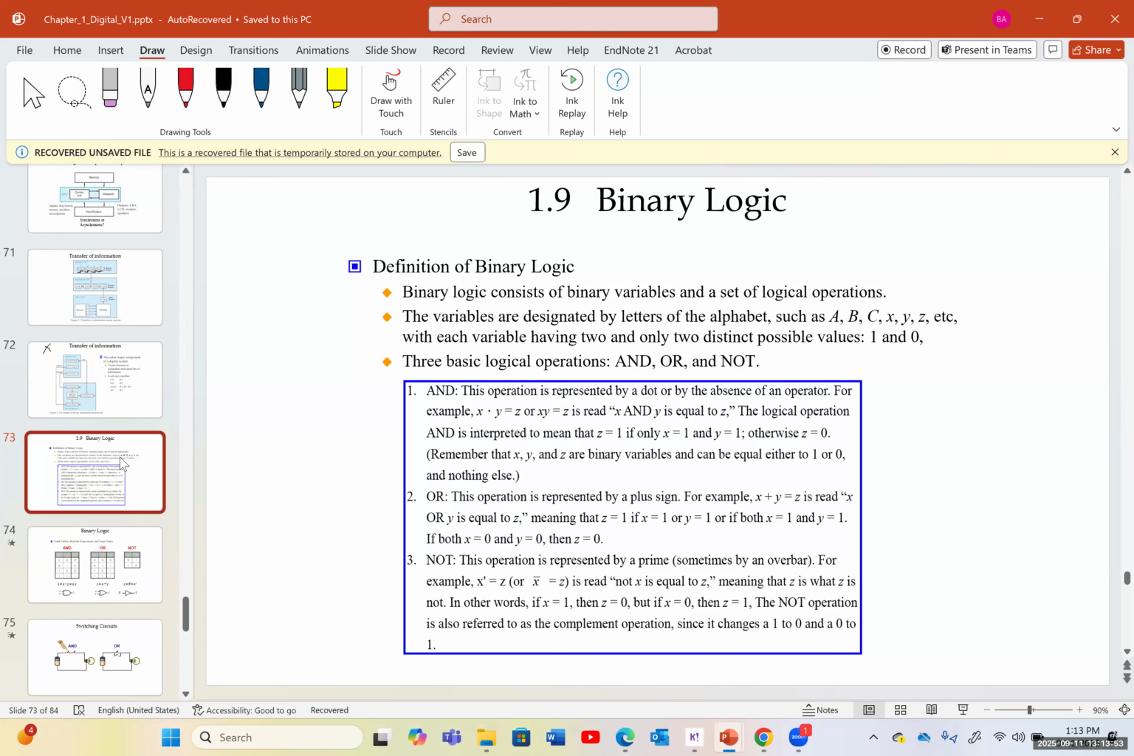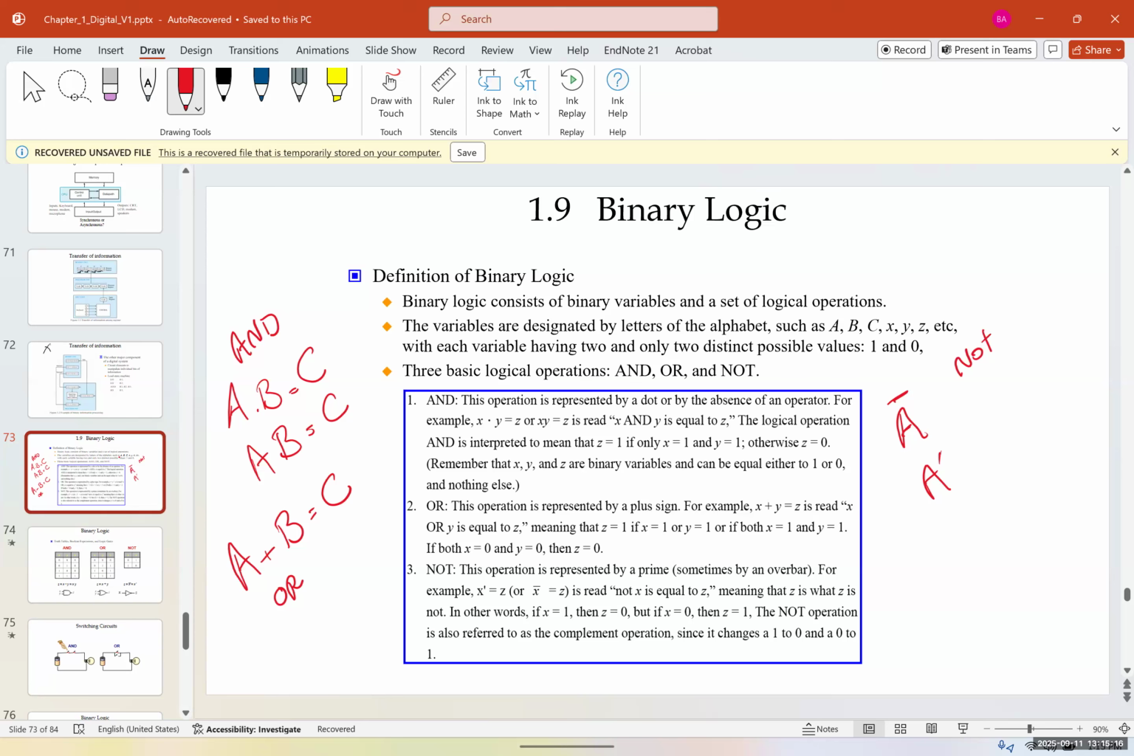And the last one is the NOT operation. And we show it with a bar like A naught, or we show it with a prime. So this is the NOT operation. Whatever A is, if it's 1, A naught would be 0. If A is 0, A naught would be 1. It's not A, so we call it A prime or A naught. And for the OR operation, it's A or B. So if one of them, for example, is 1, the answer would be 1.